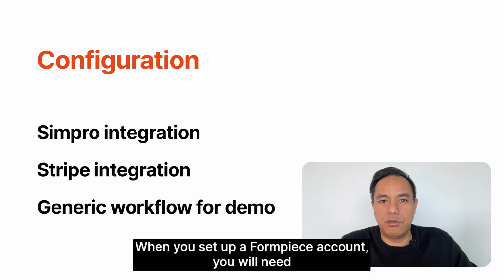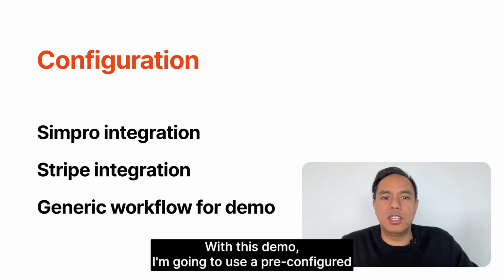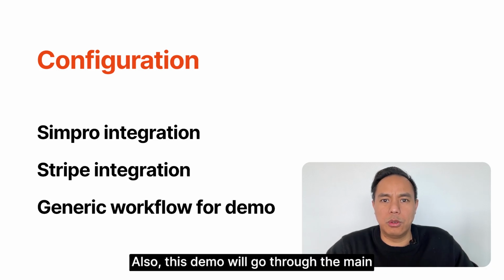When you set up a Formpiece account, you will need to configure a Simpro integration. If you decide to use payments, you'll also need a Stripe integration. With this demo, I'm going to use a pre-configured Simpro and Stripe integration. Also, this demo will go through the main settings for a generic booking workflow.